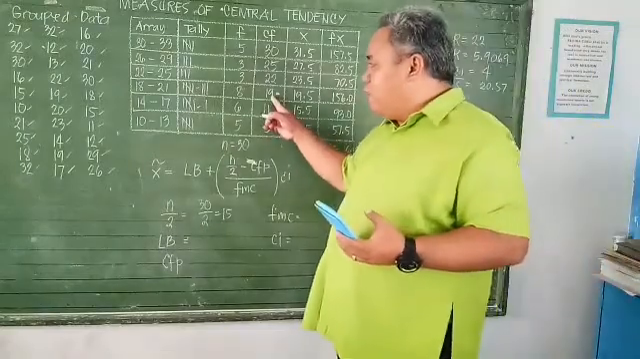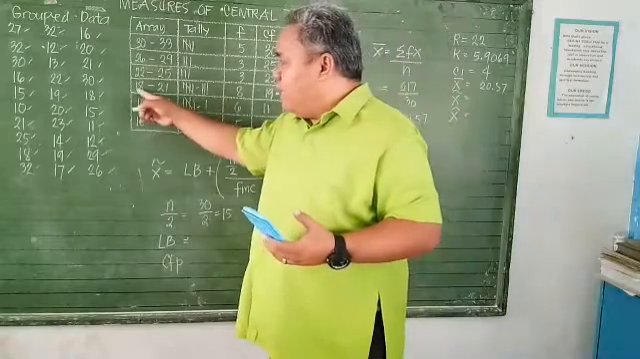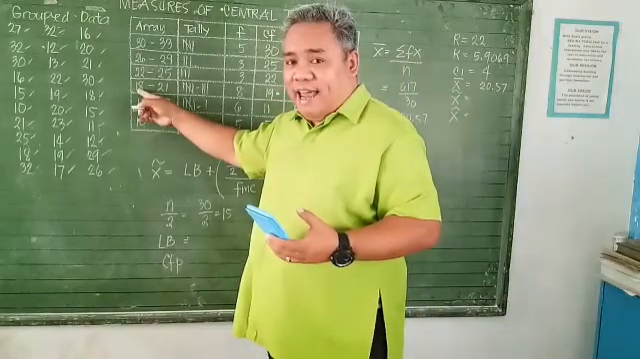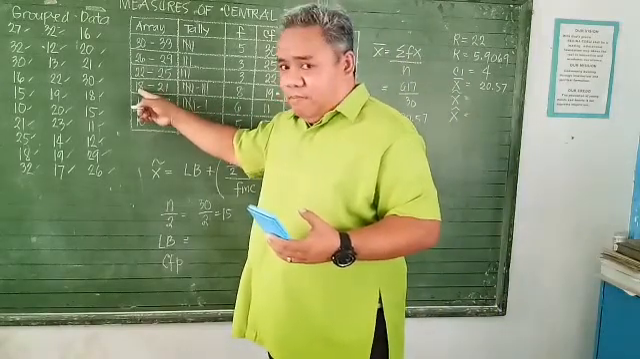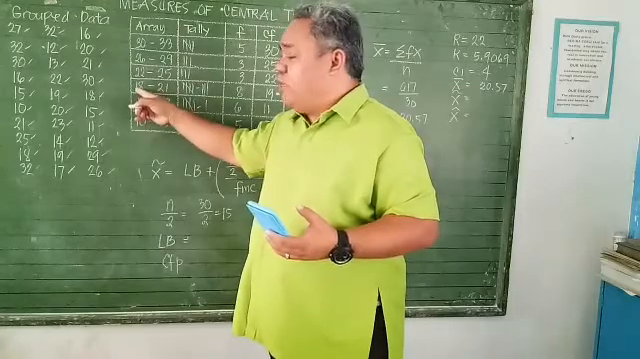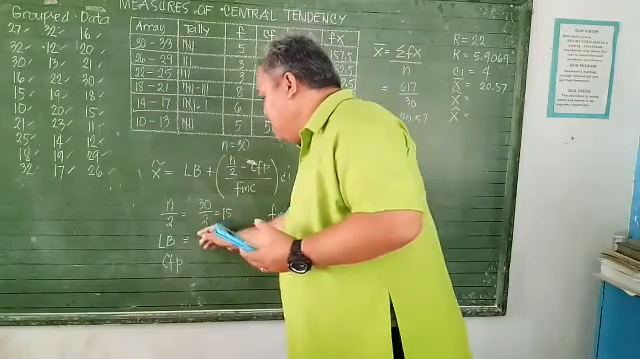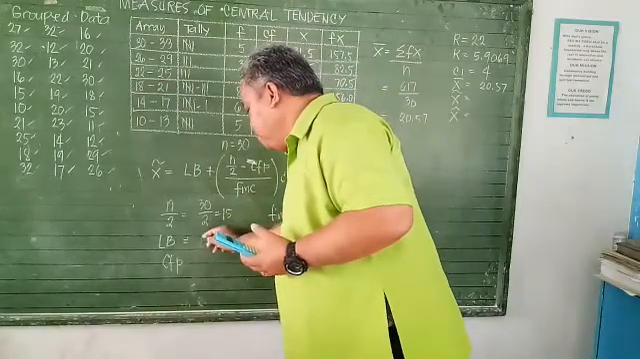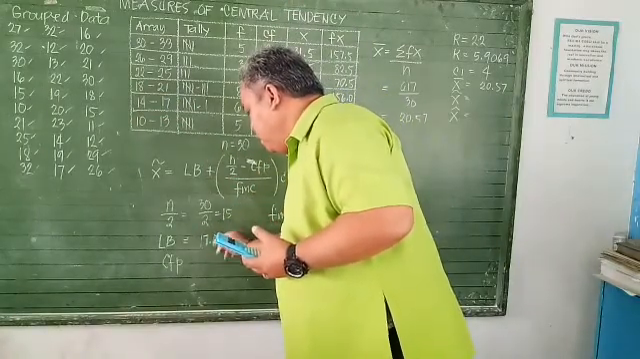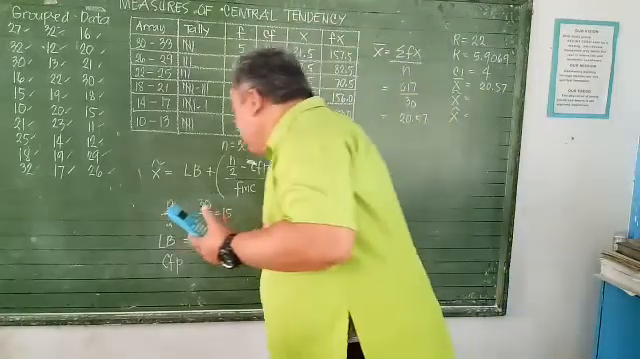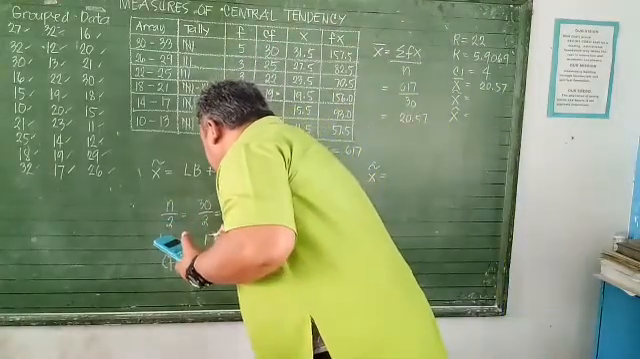Now, after that, you're going to look down at the lower boundary. Di ba that's 18? 18 yan. So you're going to drop 0.5. So minus nila siya ng 0.5 to get your LB. But that's 18 minus 0.5, it will give you 17.5. This will be your lower boundary, 17.5.